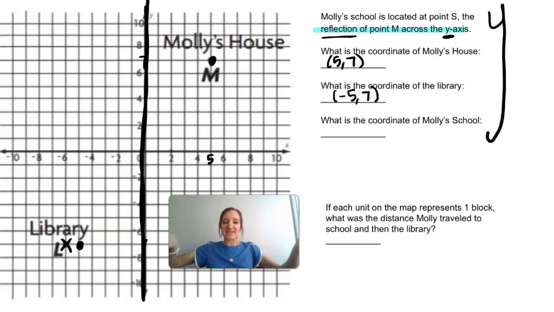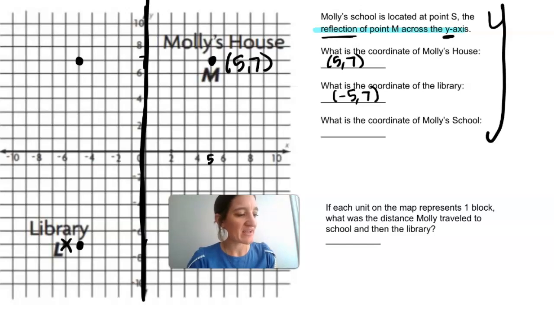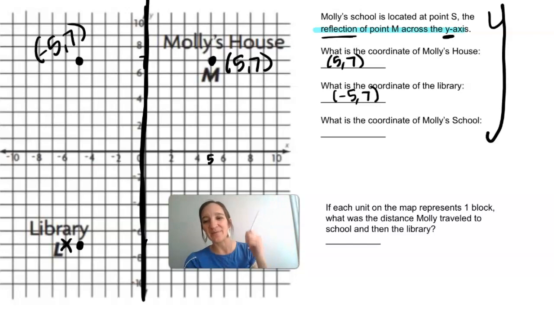Where is Molly's house going to hit? If I fold it at the exact same spot, just at the exact opposite side, right? So it's going to end up being, if I fold it right there. So because Molly's house was 5, 7, the school is also going to be 5, 7. But now we're in quadrant 2, so it's going to be negative 5 and then up to 7. So the school is at negative 5, positive 7.